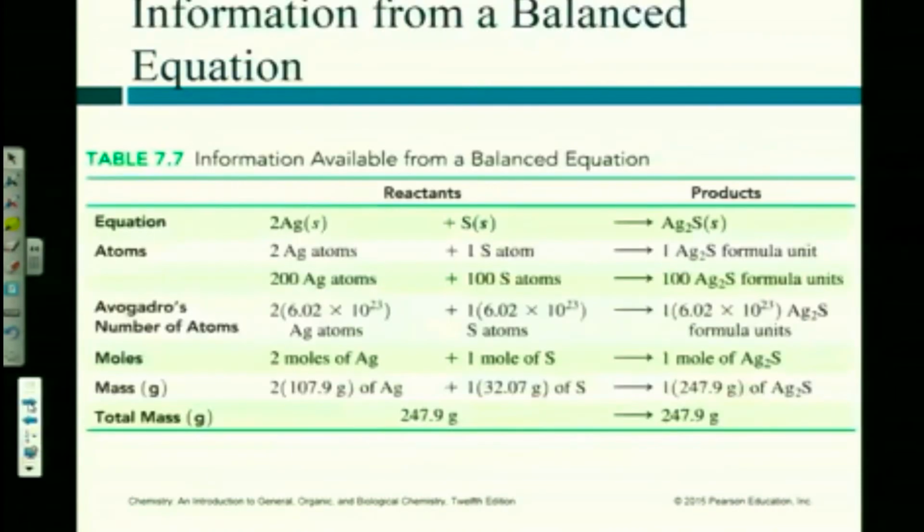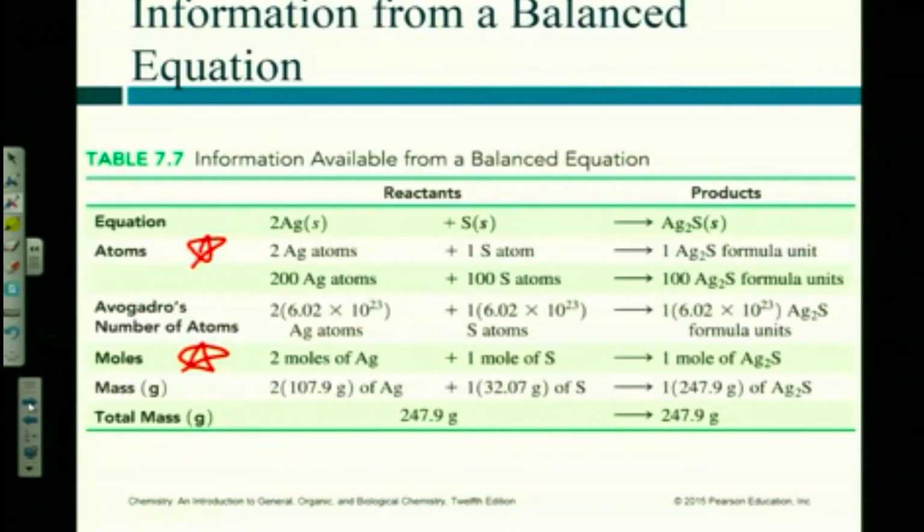There's lots of different ways you can look at that reaction. The 2 ways that we will talk about it are this way and this way. That reaction could be read as 2 atoms of silver react with 1 atom of sulfur to make 1 unit of silver sulfide. Or 2 moles of silver react with 1 mole of sulfur to make 1 mole of silver sulfide.